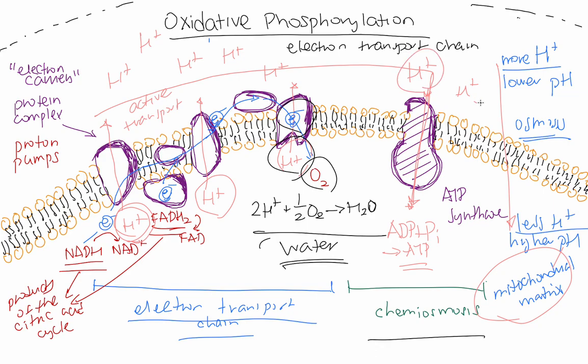As hydrogen ions move through ATP synthase, the enzyme, through chemiosmosis, ATP synthase will synthesize lots and lots of ATP. And that, guys, is oxidative phosphorylation.